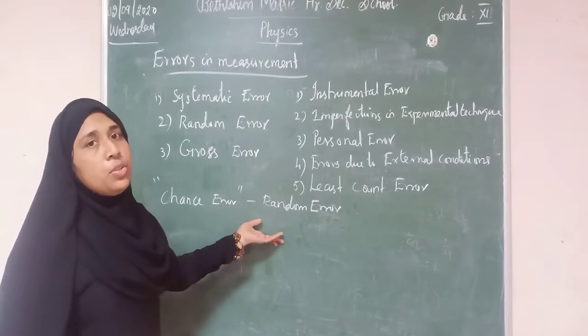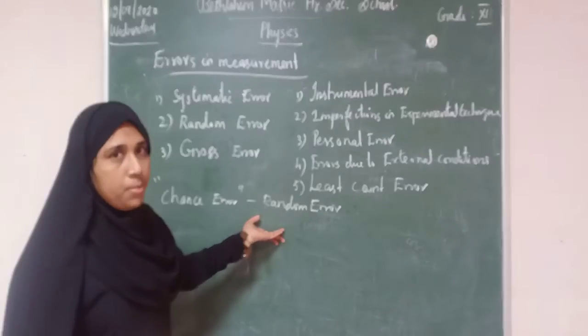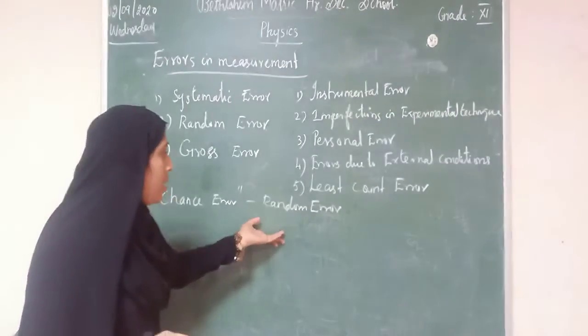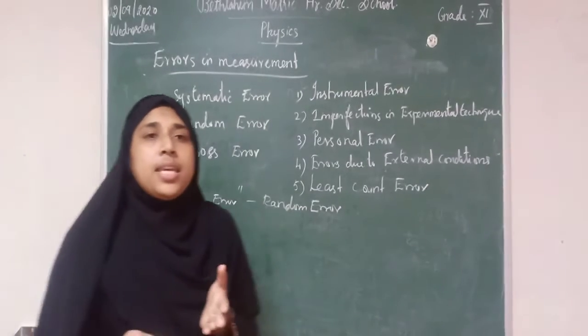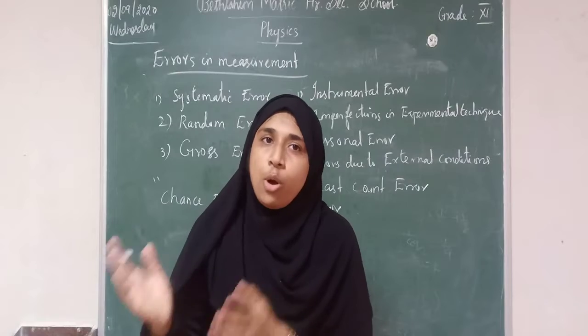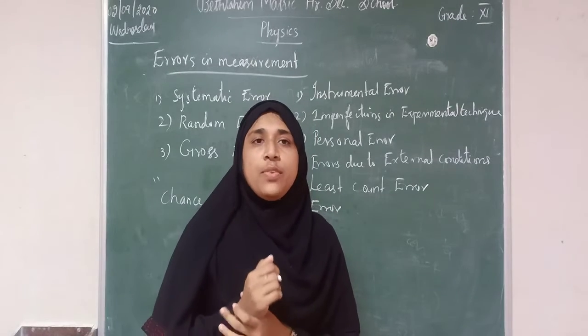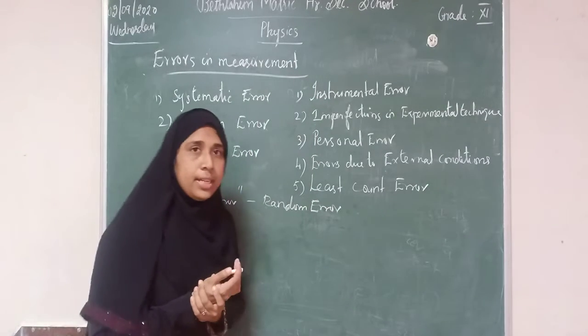This may also be due to the climatic conditions, changes in climatic conditions. How can we avoid this random error? By taking the arithmetic mean of all the values, we can avoid the random error.